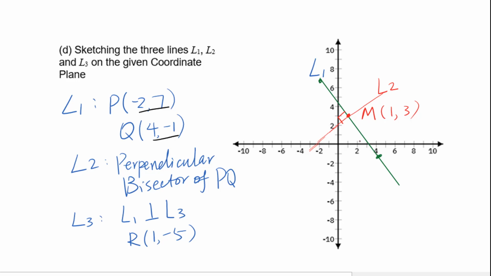For L3, you need to find this point R(1, -5). Then passing through this point, we will draw a line perpendicular to L1. Then label this L3. This is how to sketch these three lines on the given coordinate plane.